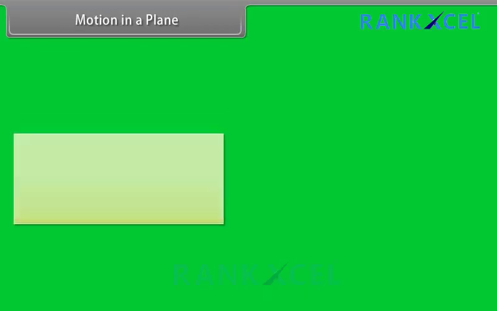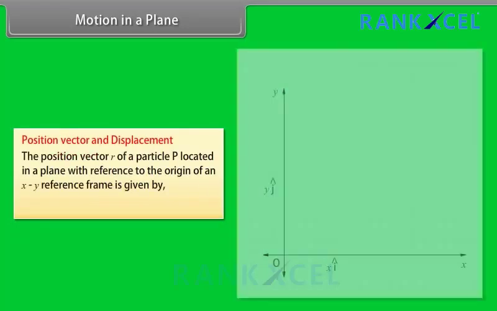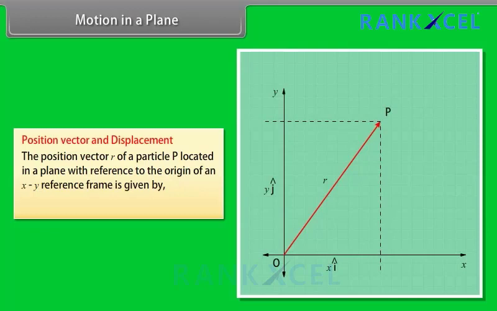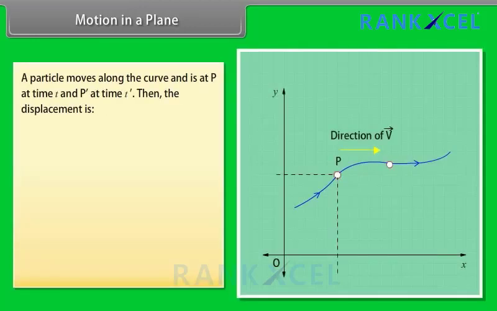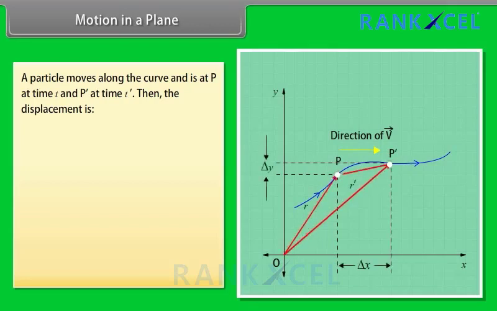Motion in a plane. Let's see motion in two dimensions using vectors, position vector and displacement. The position vector R of a particle P located in a plane with reference to the origin of an XY reference frame is given by R is equal to x i-hat plus y j-hat. A particle moves along the curve and is at P at time t and P dash at time t dash. Then the displacement is delta R is equal to R dash minus R. By putting values, we get delta R is equal to i-hat delta x plus j-hat delta y.